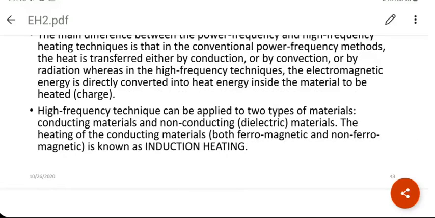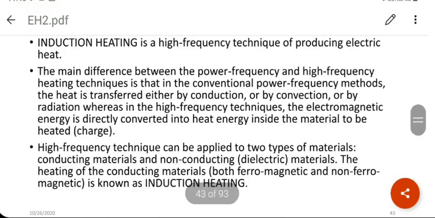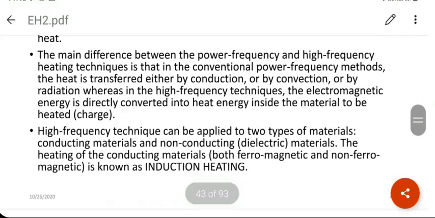Now, two types of materials can be heated using this technique, conducting and non-conducting. Dielectrics can be heated this way also, by the way. And conductors can be heated this way, which was not possible if we were using dielectric heating. So for heating conductors, induction heating is the only method. And conductors may also need to be heated to properly bake them and to produce properties that you need.